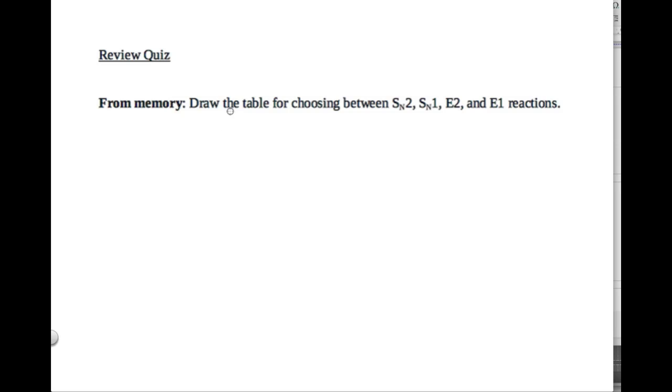From memory, see if you can draw the table for choosing between SN2, SN1, E2, and E1 reactions for alkyl halide and alkyl sulfonate electrophiles. Remember that the table is really the best, most reliable way to choose between these mechanisms, but you can't really use the table unless you have it memorized. No time like the present, please pause the video and see if you can draw the table from memory.